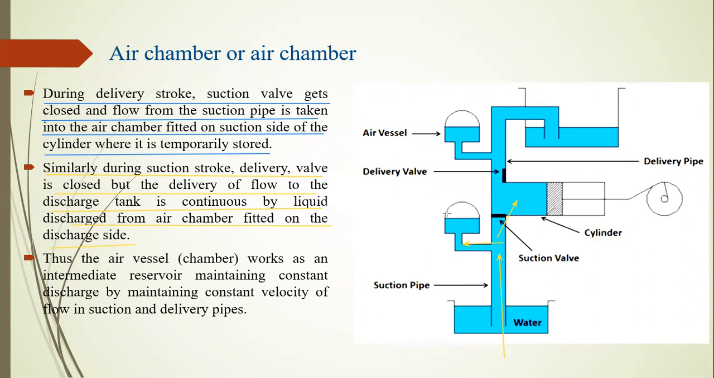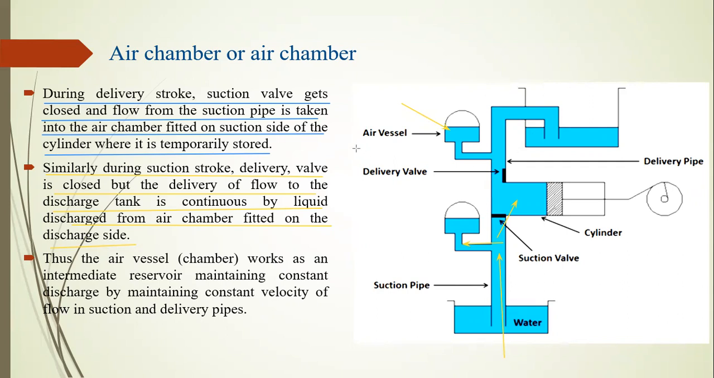For the same procedure, the suction valve is open. On the other side, we have to show that the delivery valve is closed whenever the first stroke is active. Whenever the previous delivery stroke is completed, the air chamber stores some of the liquid and releases that liquid to the delivery line continuously. So it gives a continuous output from the delivery line.